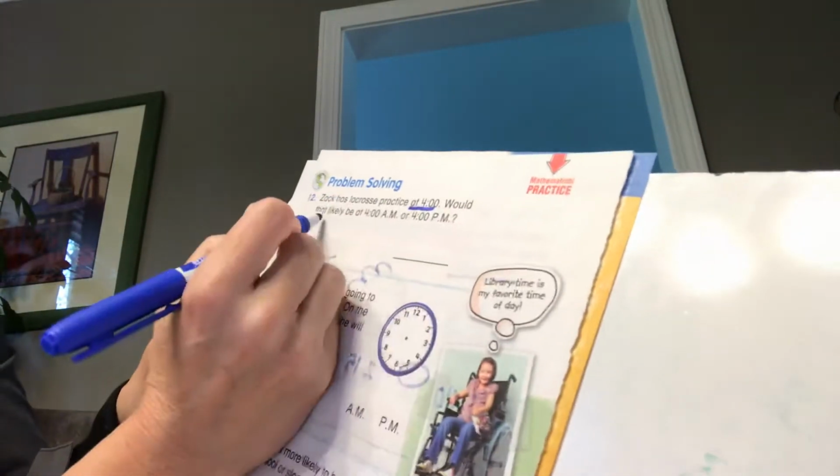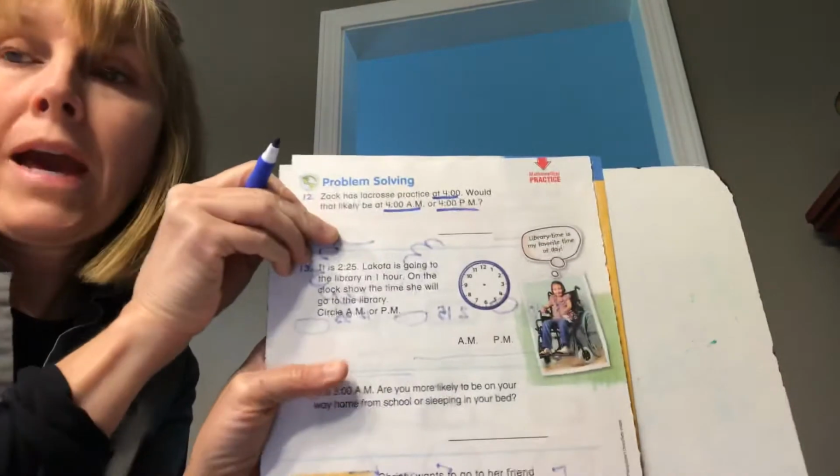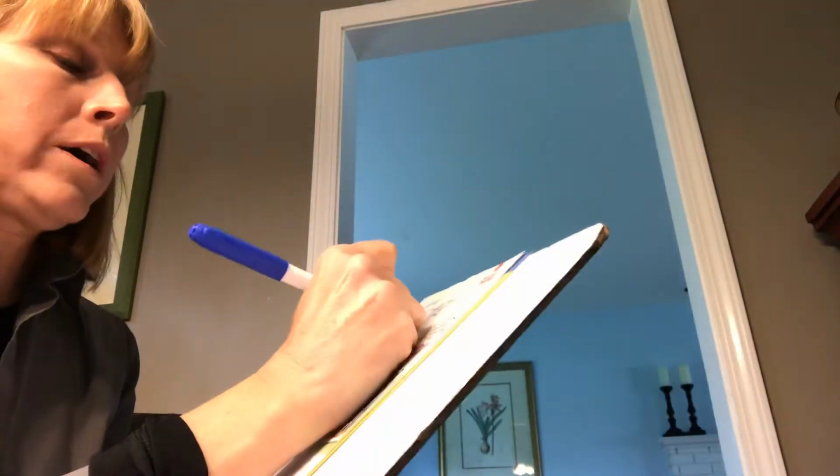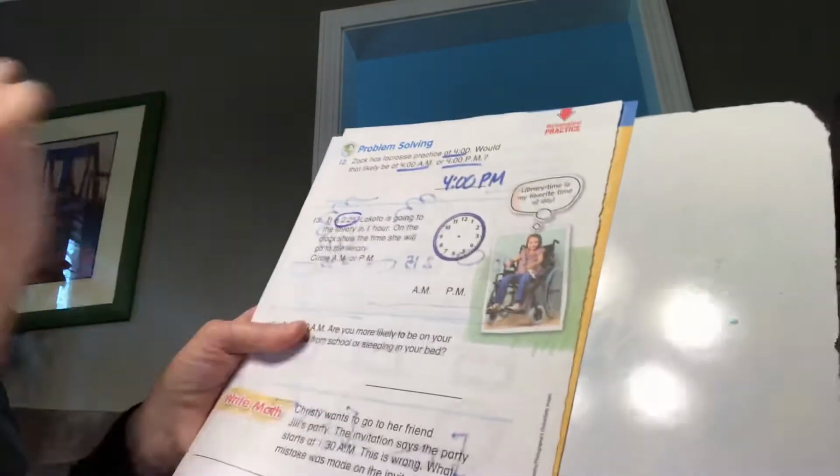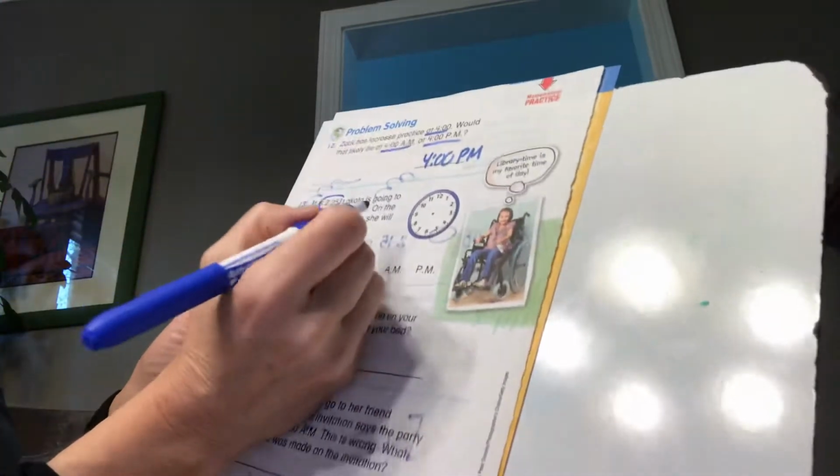Okay, turn your paper over. Zach has lacrosse practice at 4 o'clock. Would that be 4 o'clock AM or PM? It would be past morning, so it would be 4 o'clock PM.